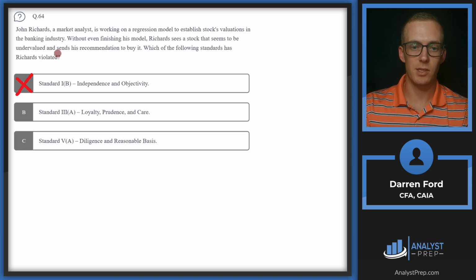None of his clients necessarily acted on his recommendation to buy it, or maybe this was going to some investment committee since he's just an analyst. So likely no client impact here, so we can probably rule out B.